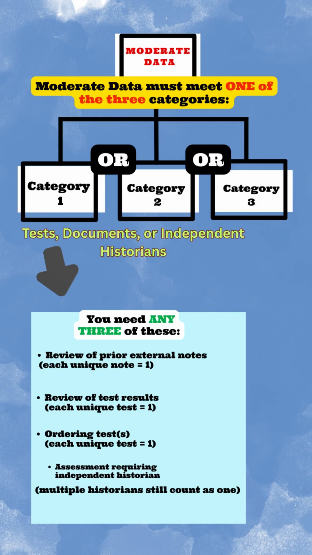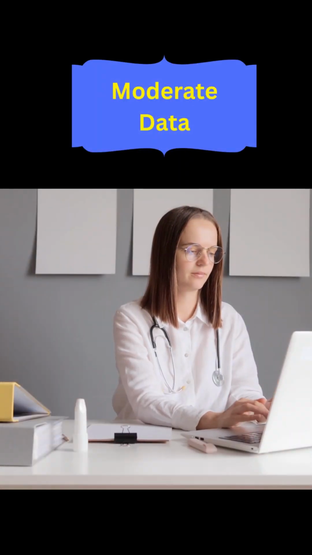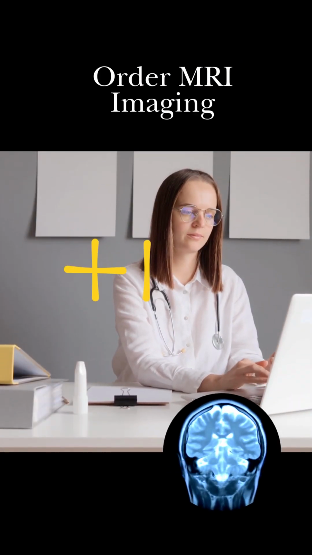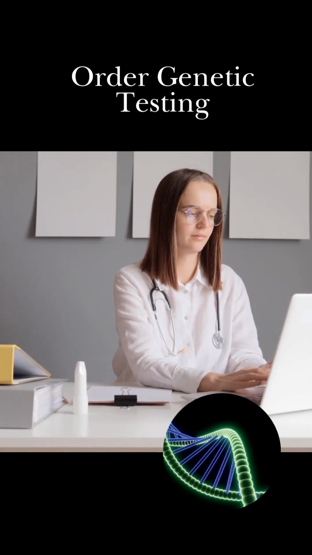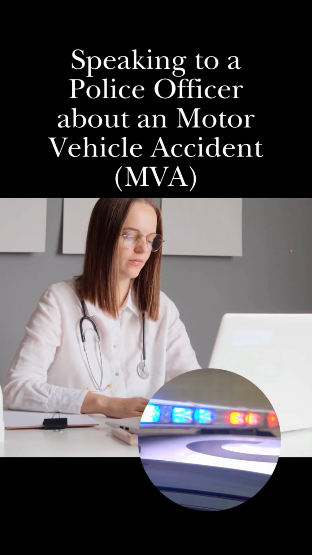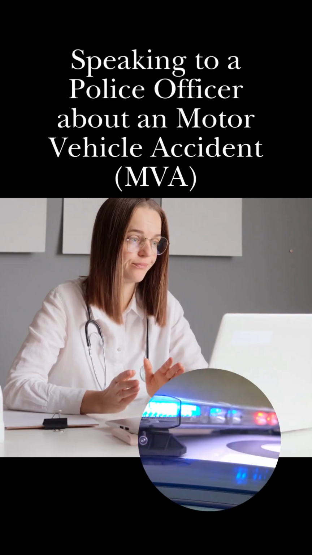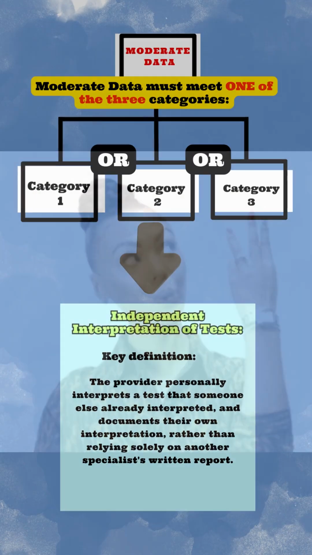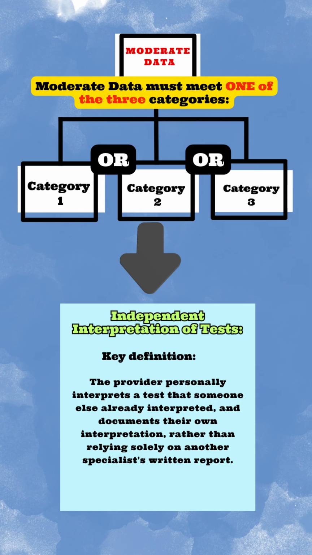An example for meeting the requirements for moderate data is a doctor ordering an MRI. Then let's say they ordered a genetic test. Then they spoke to a police officer about a motor vehicle accident. That gives the physician the 3 that they needed for Category 1. Category 2 is an independent interpretation of tests.